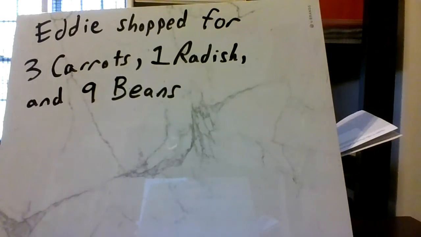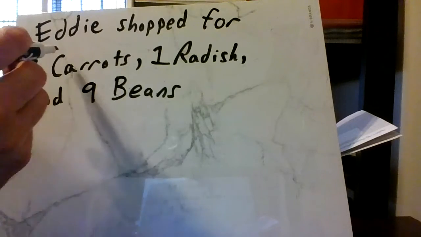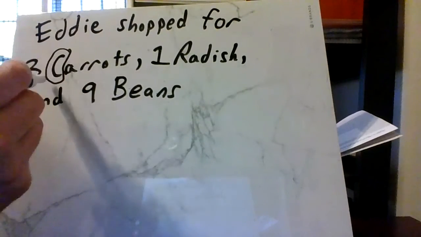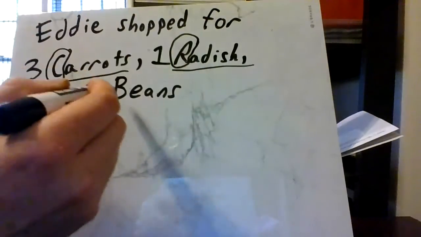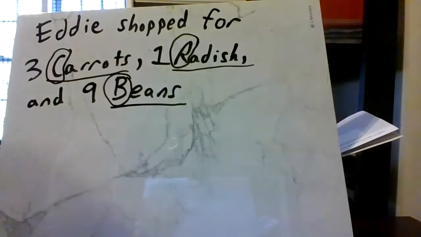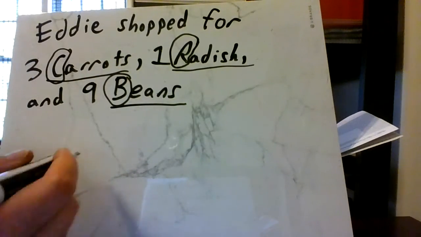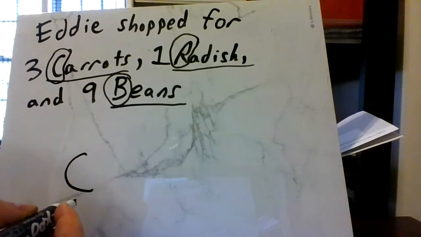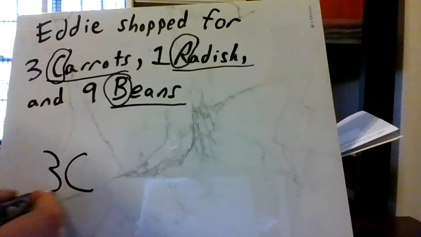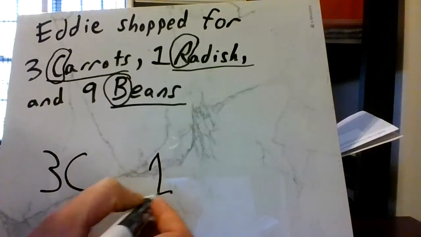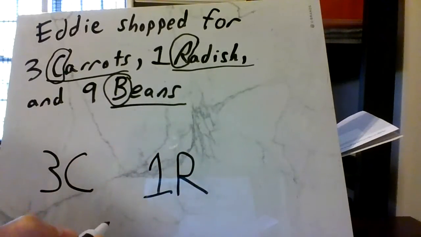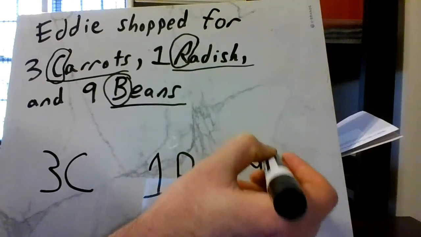Now, the variables, if you're talking in a situation like this, I would normally take the first letter of what I was talking about. So 3 carrots, 1 radish, so C for carrots, R for radish, and 9 beans. So my variables here would be C. So that's my variable for carrots, and I have 3 of them. That's my coefficient, 3 carrots. I have 1 radish, 1 R. I have 9 beans, 9 B.